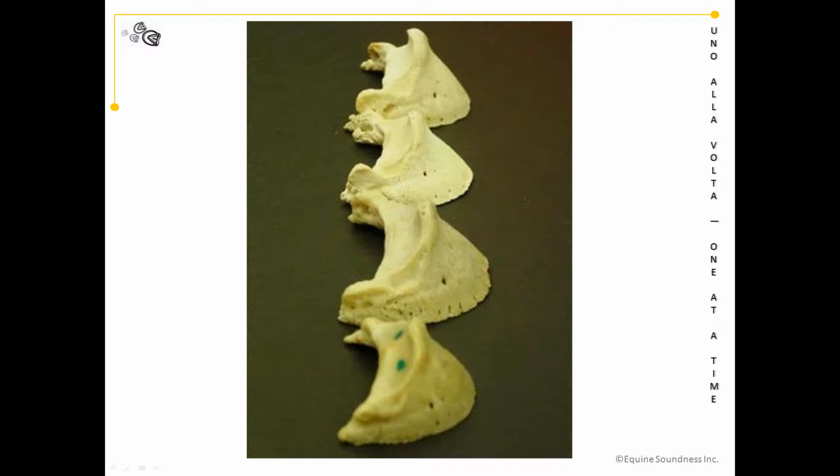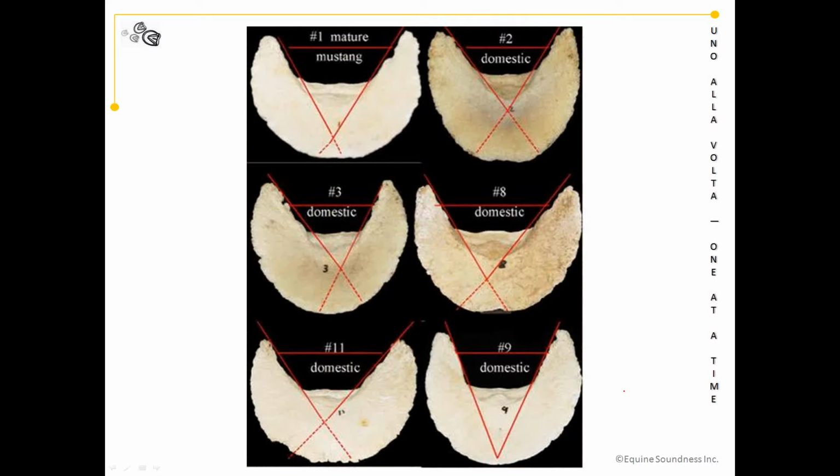This is just a collection of different sizes of coffin bones, smaller ones and bigger ones. It is, however, interesting that a draft horse coffin bone is actually not as hugely bigger as a regular horse. That was just something that was observed.